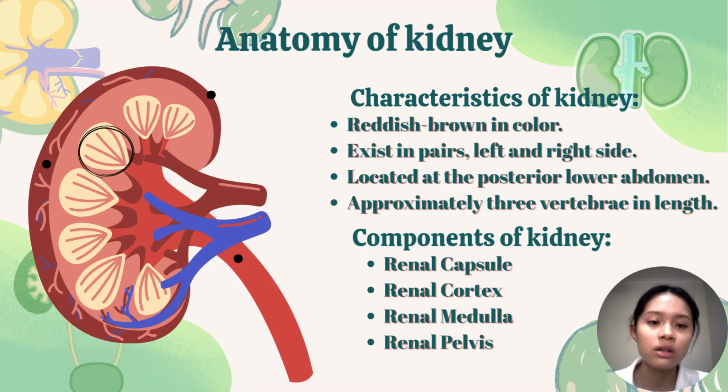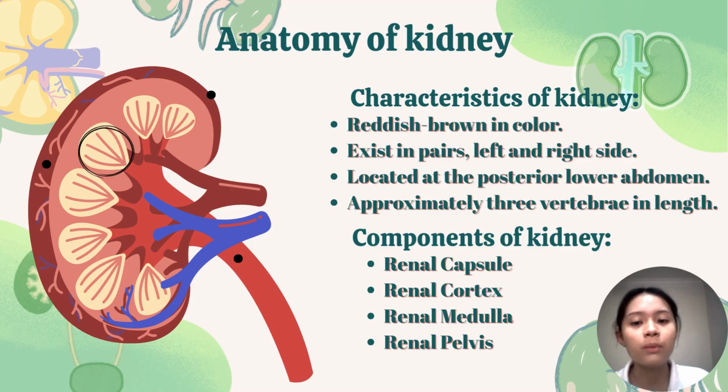So, for the characteristics of the kidney, it is reddish brown in color, and it exists in pairs, which is at the left and right side of your lower abdomen, and it is located at the posterior and lower abdomen, and it is approximately 3 vertebrae in length.